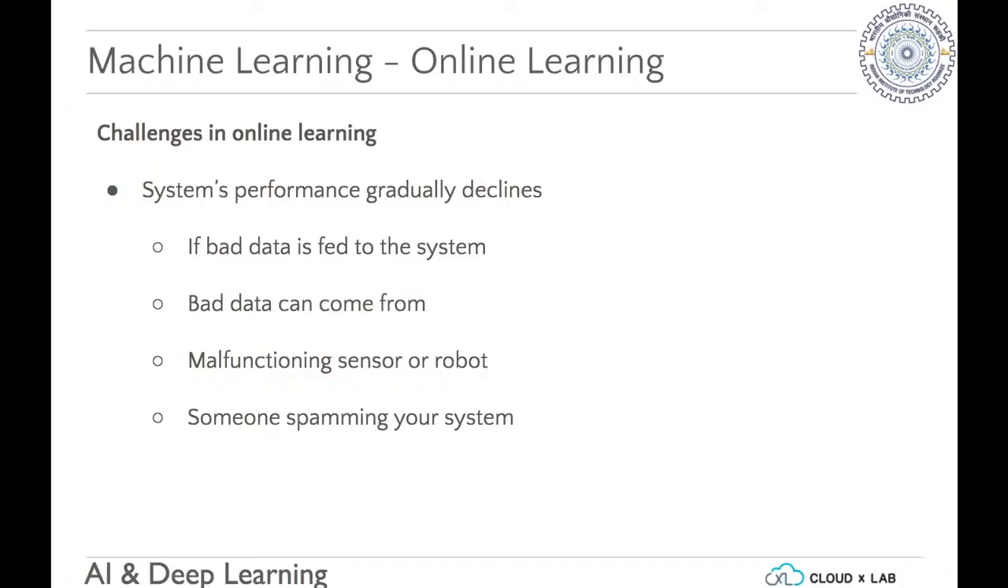Or let's say someone is spamming your system. If they figure out that your system is learning online, they might spam your system. As well, there could be a sensor recently that is not performing well and is sending bad data. Since the most recent learning is taking precedence, the system will start to forget its roots, and therefore it will start performing badly.